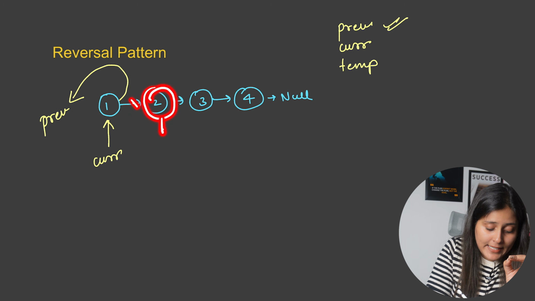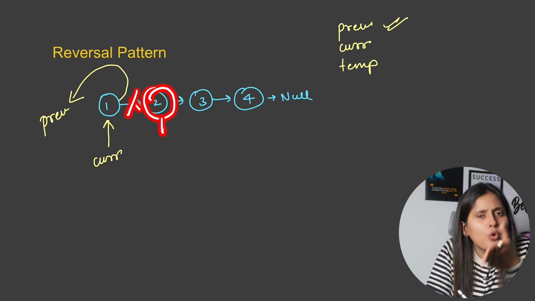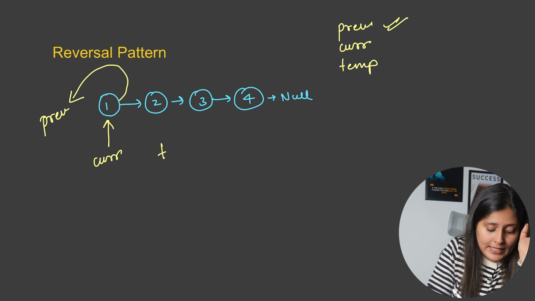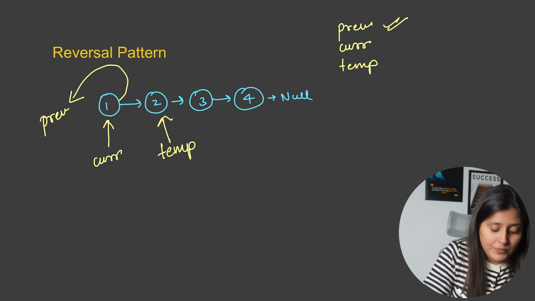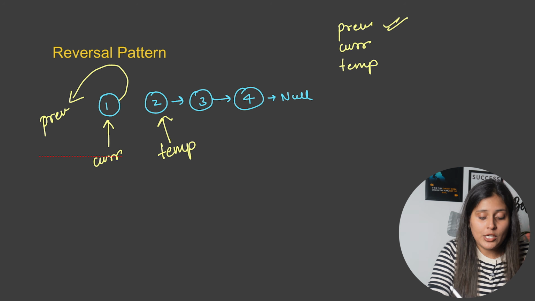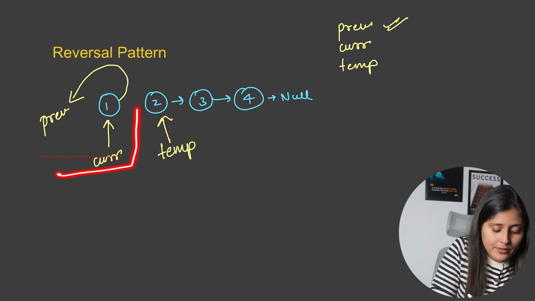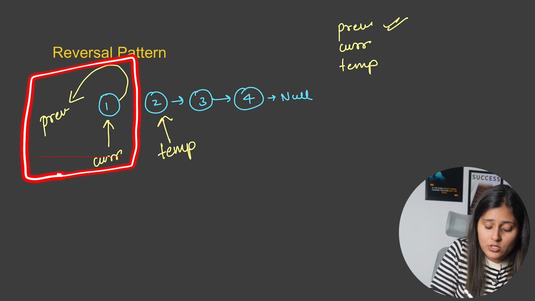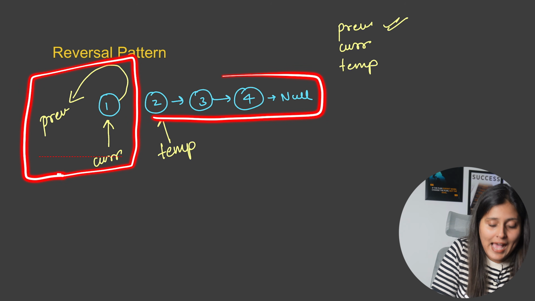So before disconnecting, we want to store this node in some variable, and that we will save in a temporary variable. So in the temporary variable, we will store 2. This one dot next we will disconnect and connect back to previous, so that we will have our previous node on the current node also and the next linked list as well.